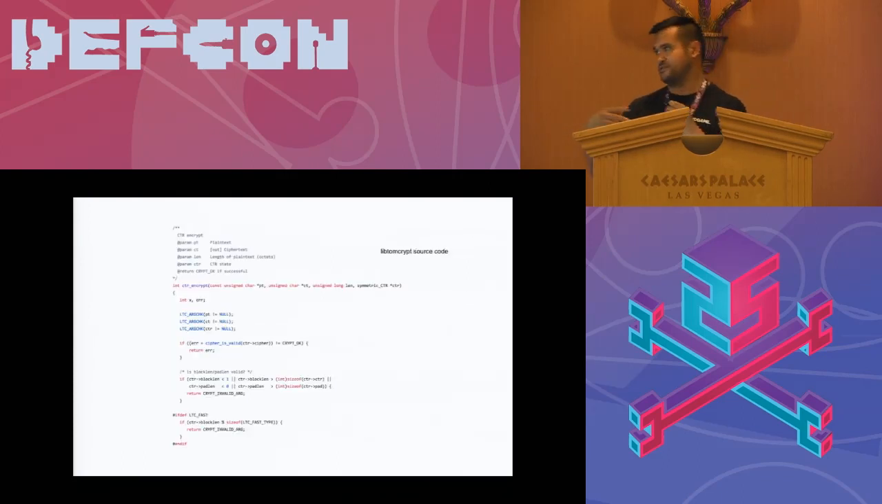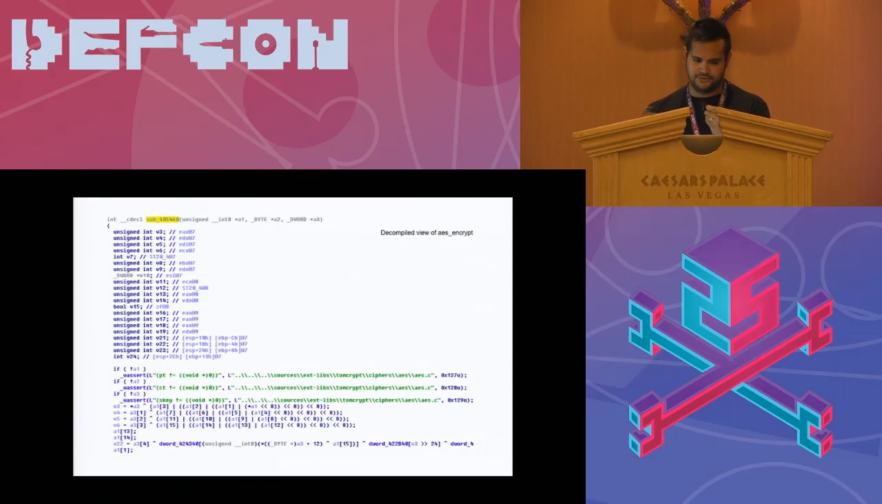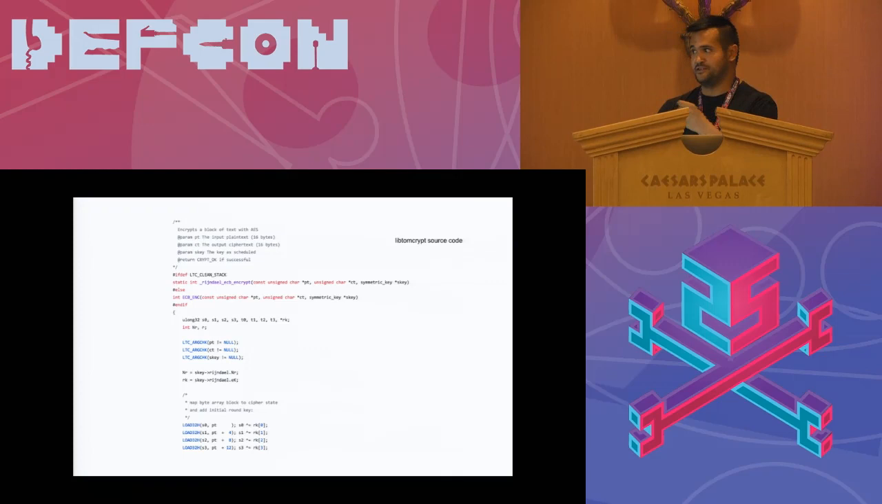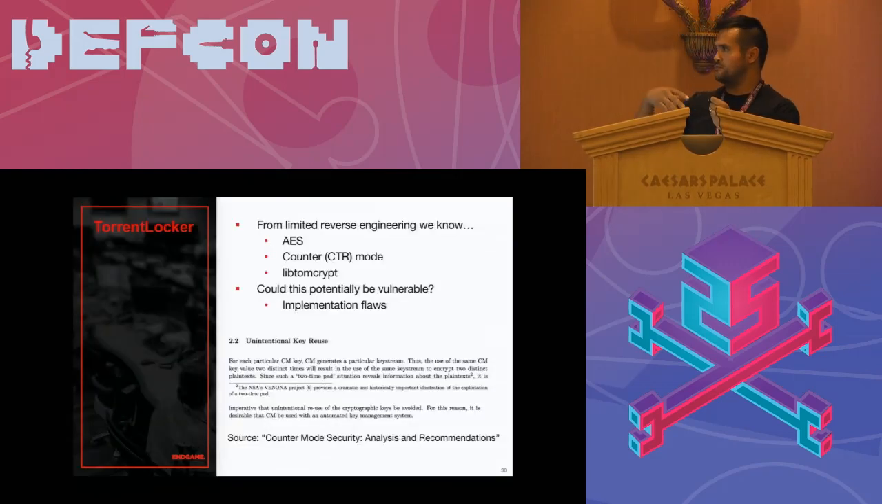And since libtomcrypt's an open source library, we can compare that to the exact source code that's available out there. You can see some similarities, but mostly we're just trying to see if we're within the same ballpark. And that's generally what we're seeing, and we don't really need to get too deep into that. We don't need to do source code analysis here. So from very limited reverse engineering, we know that it appears to be using AES in counter mode, and their implementation is based off of libtomcrypt.